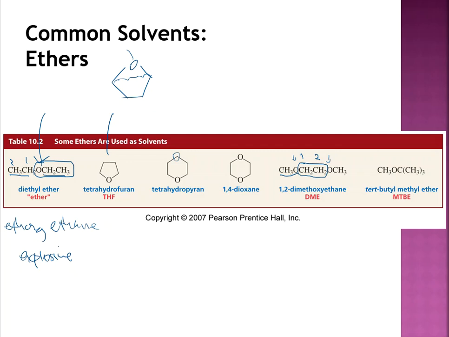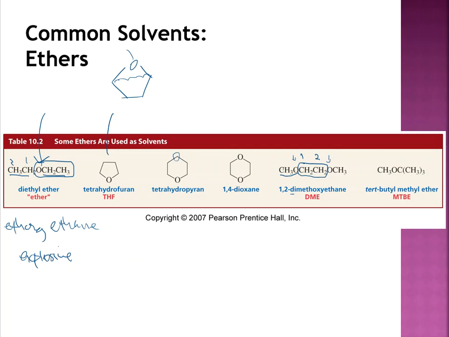You have 2 of these groups, don't you? One on the first carbon and one on that second carbon, so that's why they use the word di, and we have to tell you where they're located. So on spot 1, I have a methoxy, and on spot 2, I have a methoxy. So 1,2-dimethoxyethane, and that's abbreviated as DME.